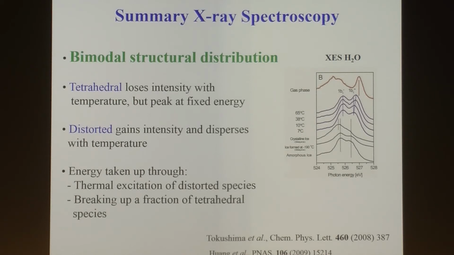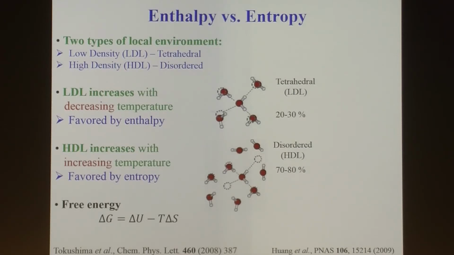Now, the tetrahedral ones, they lose intensity with temperature, but the peak is at fixed energy, which means they don't get really thermally excited. They're either there, pretty stiff, or break up. The other ones, they gain intensity and disperse. So they get thermally excited, so vibrating more and more, loosening up the hydrogen bond network. So it's basically a competition between enthalpy and entropy. Enthalpy making hydrogen bonds, entropy breaking hydrogen bonds, close packing.